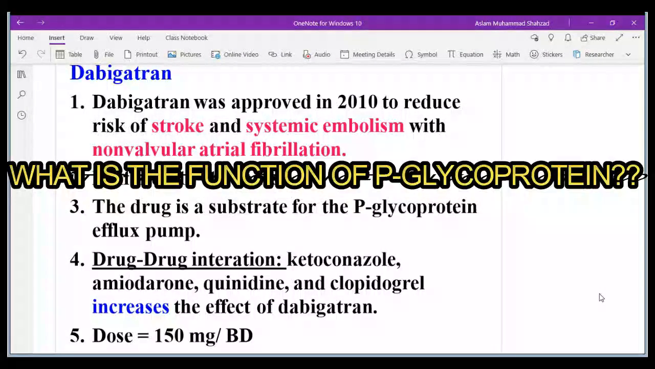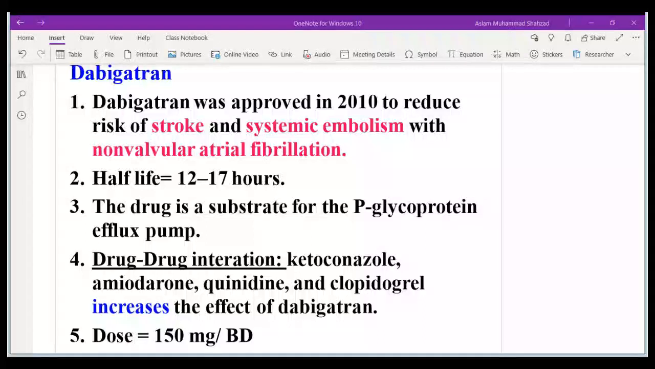What is the function of P-glycoprotein? P-glycoprotein is a well-known transmembrane efflux transporter, and it has a number of functions, like removal of the drug absorbed in the intestine back to the lumen, or maintaining the integrity of the blood-brain barrier, or removing the drug from the kidney and the liver into urine and bile respectively. So in simple words, it is a transporter.